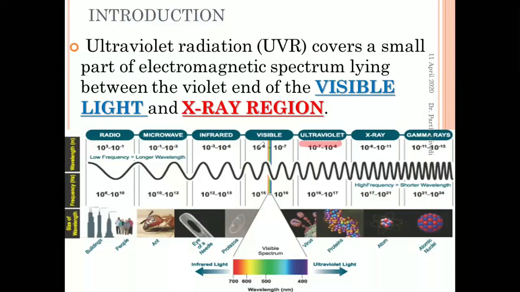Yes, so you can see the crest to crest difference of visible light is more compared to the crest to crest difference of ultraviolet. So ultraviolet will have more frequency, 10 raised to 16 to 17, compared to 10 raised to 15 to 16 of visible light. Clear? So it is the region from the violet end of visible light till the X-ray region.